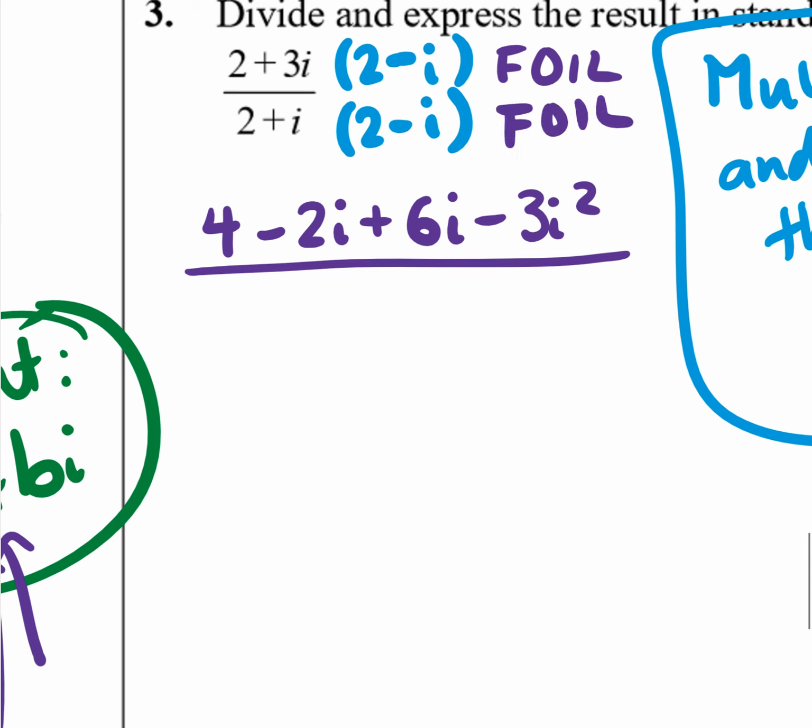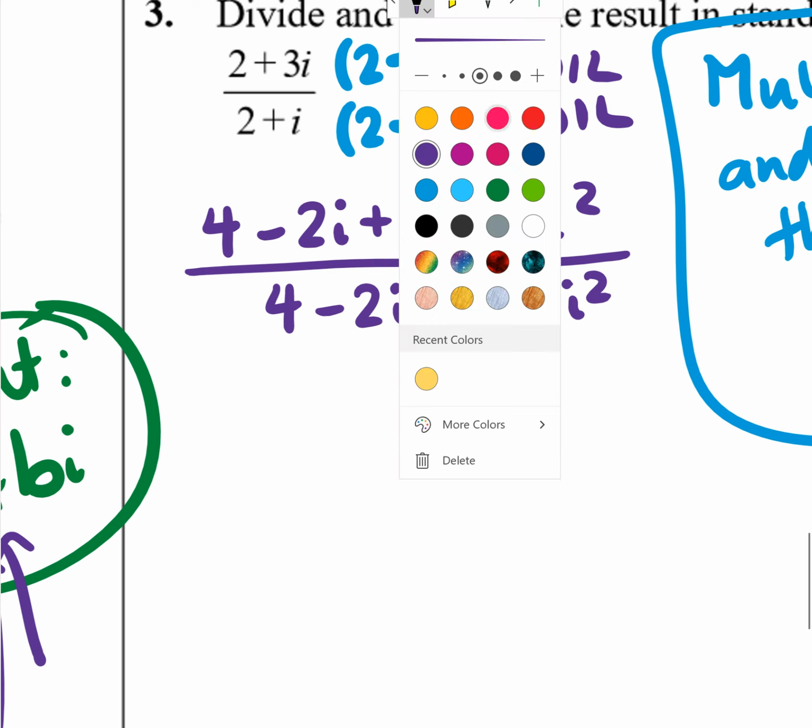FOIL, okay. First times first is 4. Outer times outer is negative 2i. Inner times inner is positive 2i. And the last times the last is a negative i squared. So now to simplify, our job is to combine any like terms.